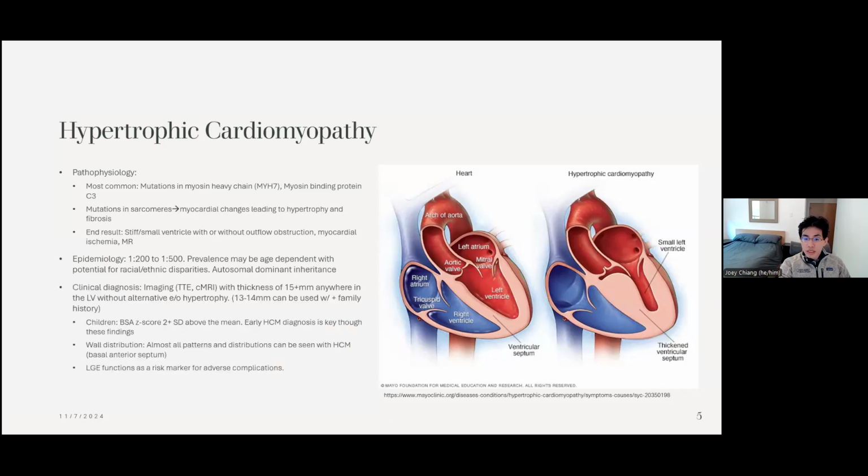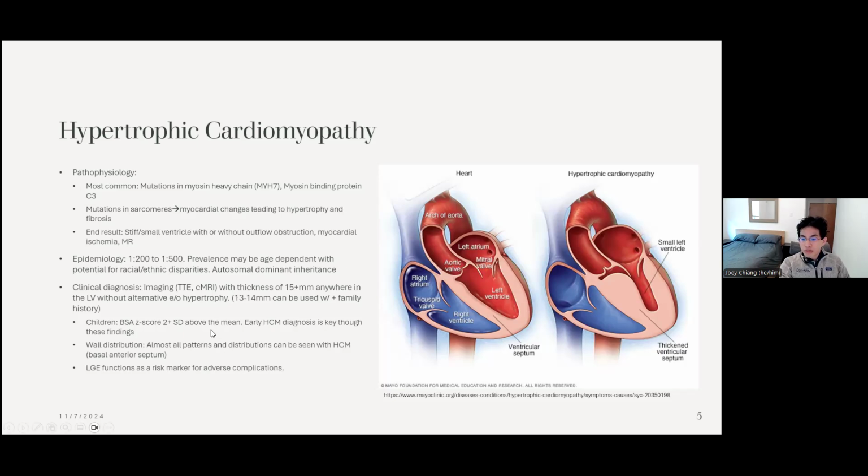And then as far as further things that we think about, we typically use TTEs, cardiac MRI. We're really looking for any sort of thickening of the ventricle itself to be greater than 15 millimeters, without alternative evidence of hypertrophy, thinking about hypertension, other things like that. If we knew Arnold's family history and he had a family member that recently had a sudden cardiac arrest or other things like that, we might use a slightly lower cutoff.